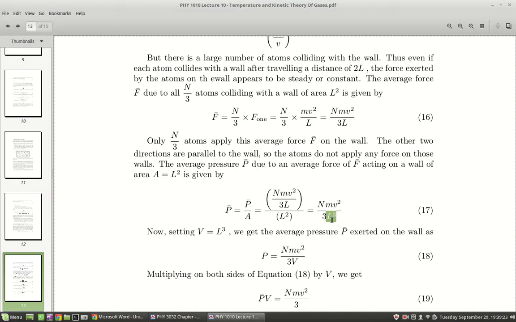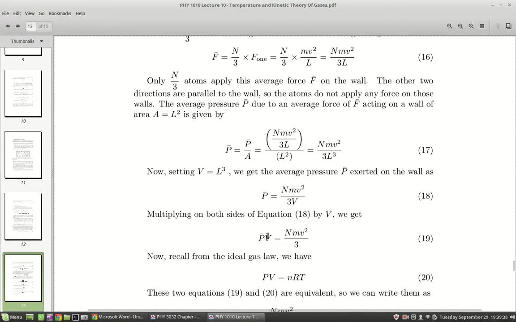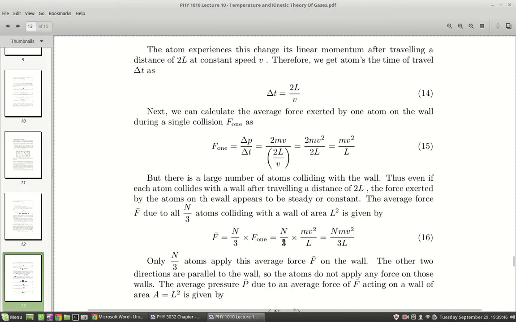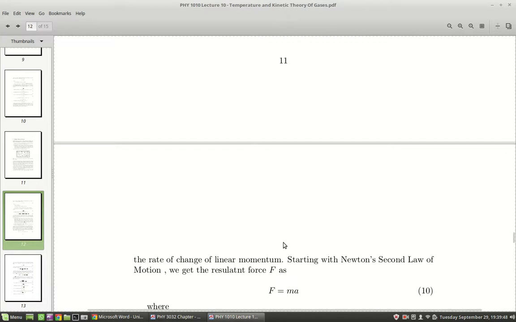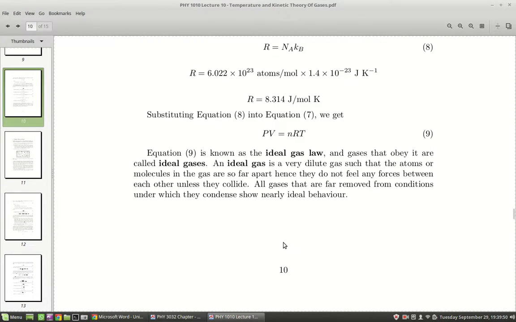The L squared is actually the volume of the cube. So you end up having pressure P equals the number of atoms N, times the mass of each atom m, times the velocity squared, divided by 3V. You multiply by V, the volume, on both sides, and you end up having PV equals N m v squared divided by 3.